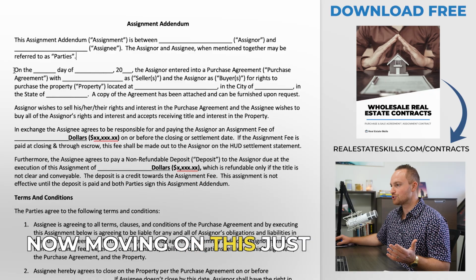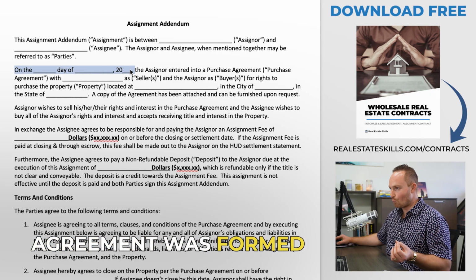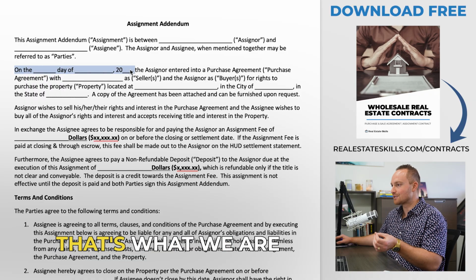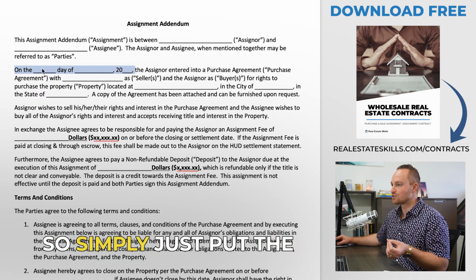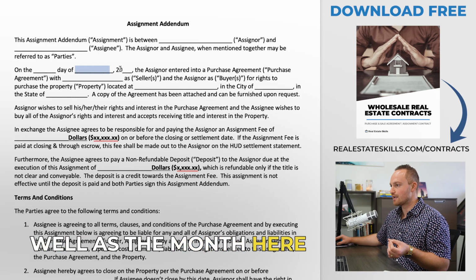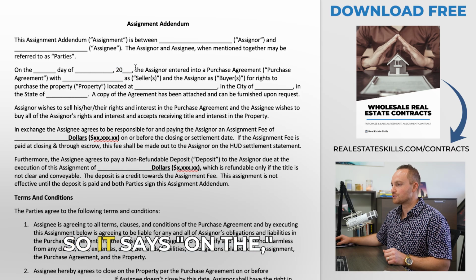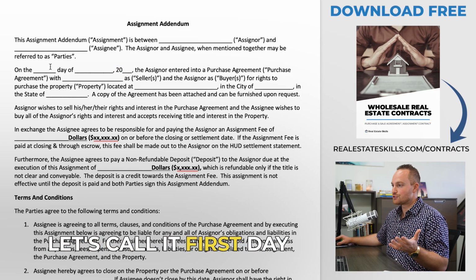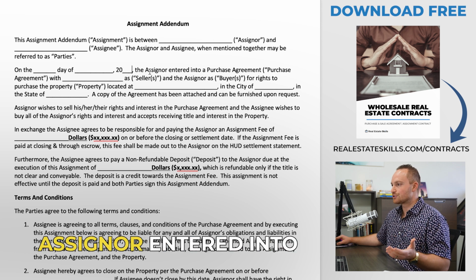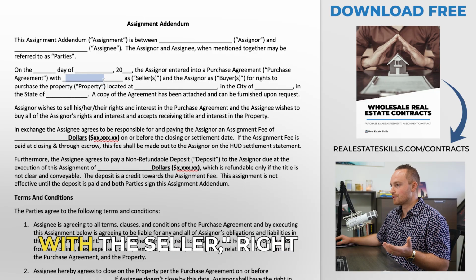Now moving on, this just establishes a date as to when the purchase agreement was formed. Every purchase agreement has a formation date, and that's what we are referring to right here. So simply put the date, the number, as well as the month here, and then whatever year you are referring to. So it says on the, let's call it first day of January of 2030, the assignor entered into a purchase agreement with the seller, right?